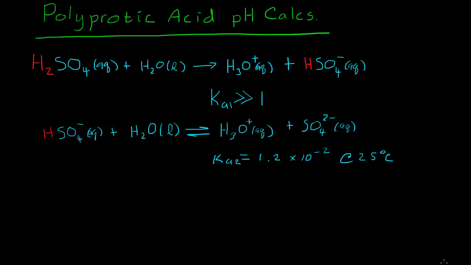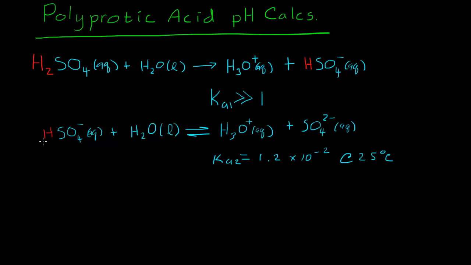Here is an example of a polyprotic acid. This is sulfuric acid, H2SO4. It donates its first proton, highlighted here in red, to water and makes hydronium and hydrogen sulfate, HSO4 minus. The acid dissociation constant, Ka1, for this reaction is much, much greater than 1 because we know sulfuric acid is a strong acid. In fact, it's been measured to be about 2 times 10 to the power 6. So yes, 2 million is much, much greater than 1.